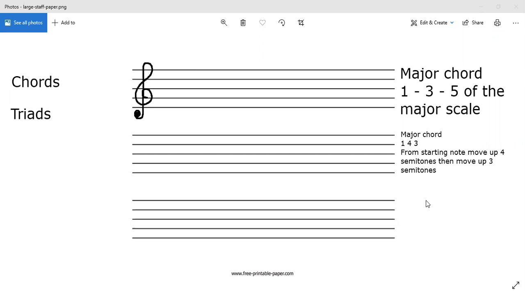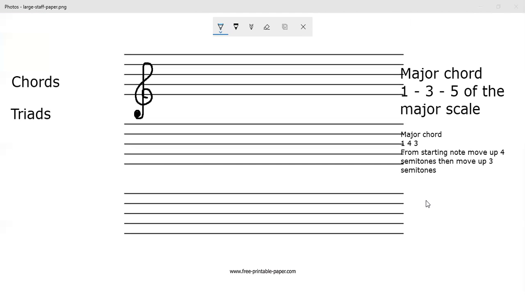The first one is that a major chord is notes 1, 3, and 5 of the major scale. So if we know that, we can always find any major triad or chord. Triad is just another word for a chord. Tri obviously means 3, so triad means 3 notes. Chords can have more than 3 notes. But anyway, let's have a little look at how we would make a major chord.